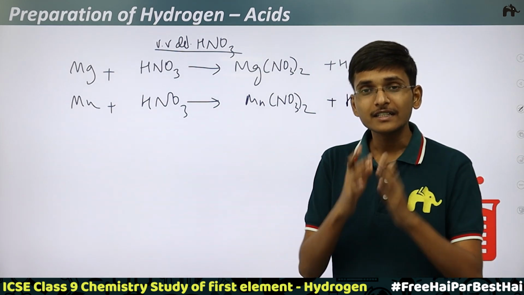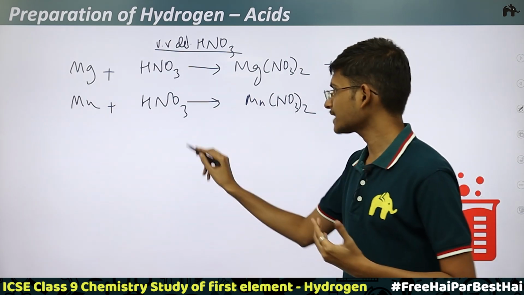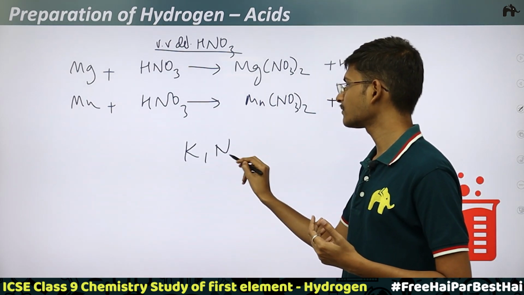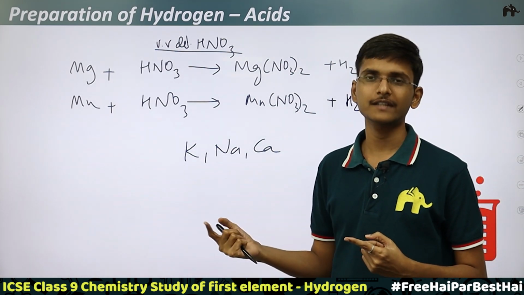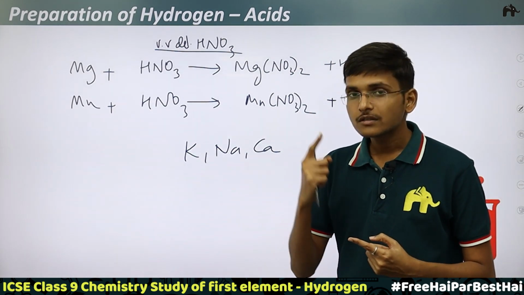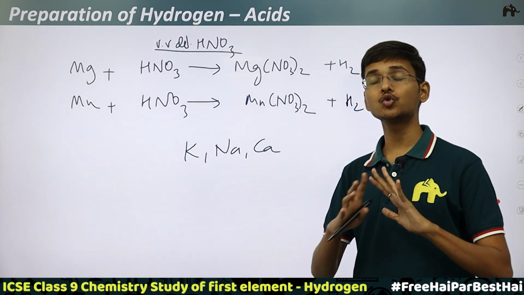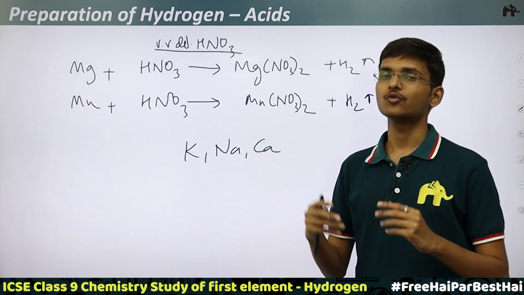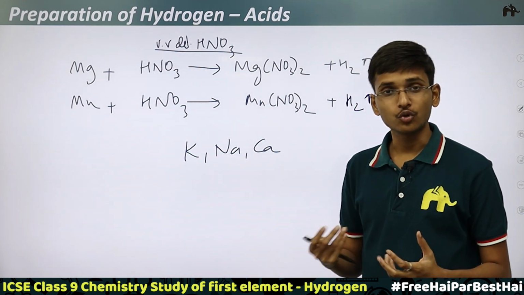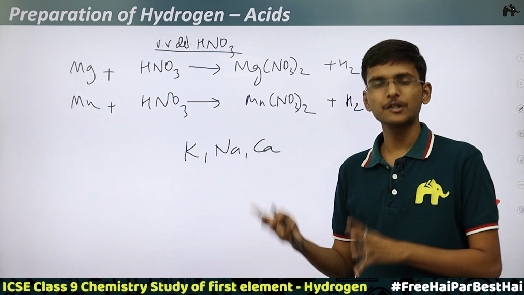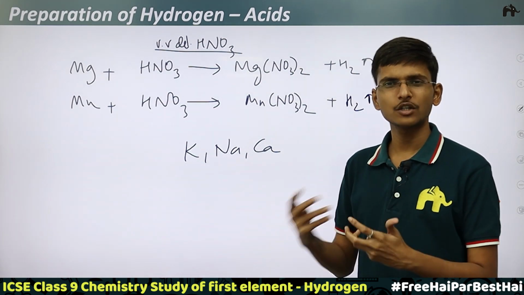So that's the reason we don't treat these metals, potassium, sodium, calcium, with dilute hydrochloric acid and dilute sulfuric acid, because the reactions are too violent and too explosive. So forget about producing hydrogen. Since they are too violent and explosive, it is not feasible to carry them out. Understood? Now what is the meaning of feasibility?